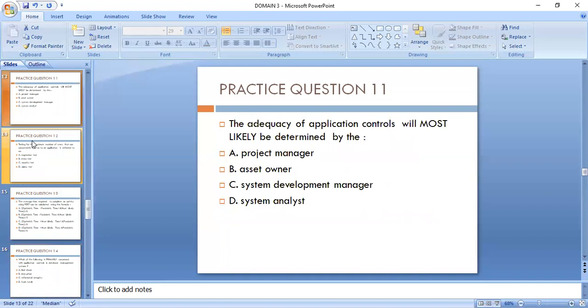Question 11. The adequacy of application controls will most likely be determined by the A. Project manager, B. Asset owner, C. System development manager, D. System analyst. Now, the asset owner is the one in charge of the project, is the owner of the project. Okay, so he's the one that will be able to tell you whether the controls are sufficient or not. So the project manager is more like the chief operation officer running the project. So the best person to tell you that the controls of the system are adequate is the owner of that particular application. So the answer is B.